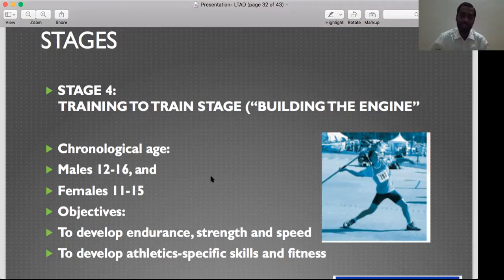Obviously, this doesn't apply to a sport like chess. But I'm saying any sport which involves physicality, endurance, strength, and speed needs to be built upon the agility, balance, and coordination you've attained in the last 2 or 3 stages. This is where athlete-specific skills and fitness are inculcated. Now you want him to be a javelin player, a fast bowler, or a badminton player. All of that sports-specific training starts strongly in this stage.